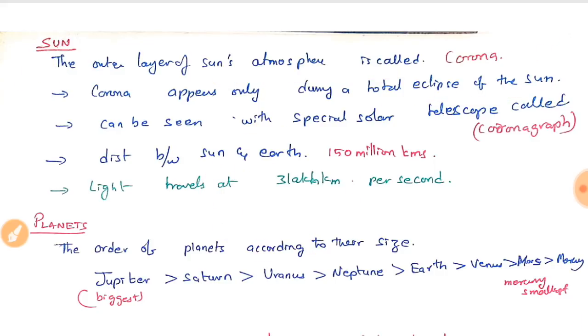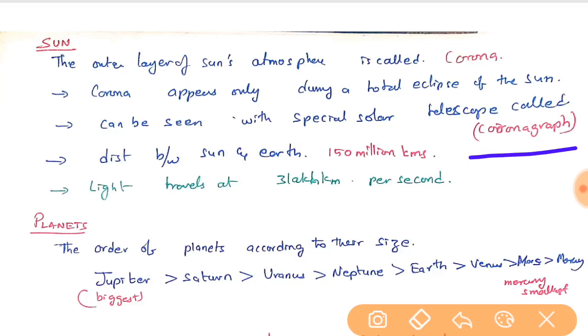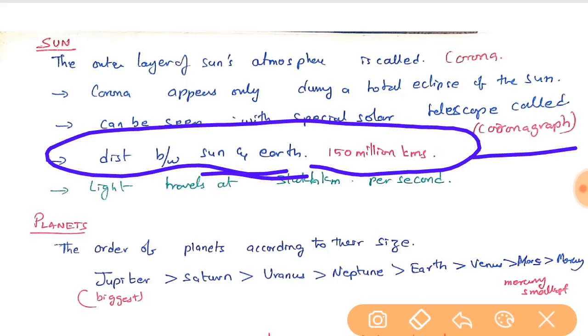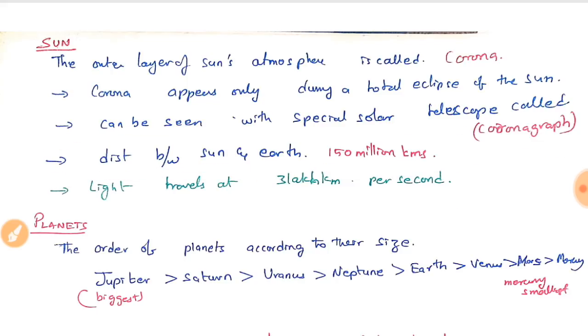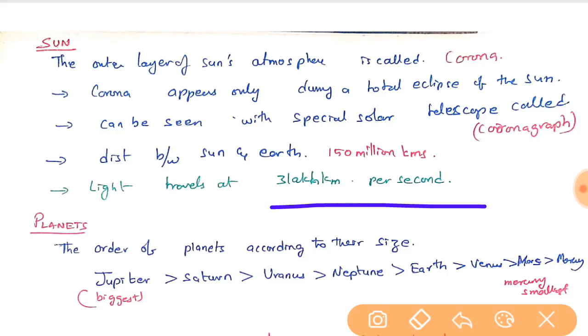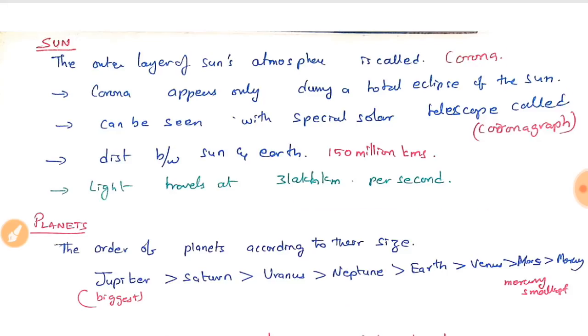This can be seen with the special solar telescope called coronagraph. If there is no eclipse, then you can see through the coronagraph. The distance between the Sun and the Earth is 150 million kilometers. It's a round figure, you can remember it easily. Light travels at 3 lakh kilometers per second. You all know these things, friends.